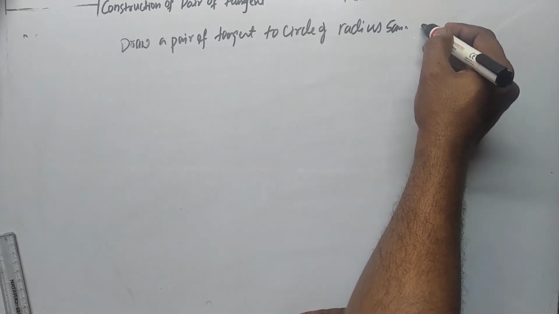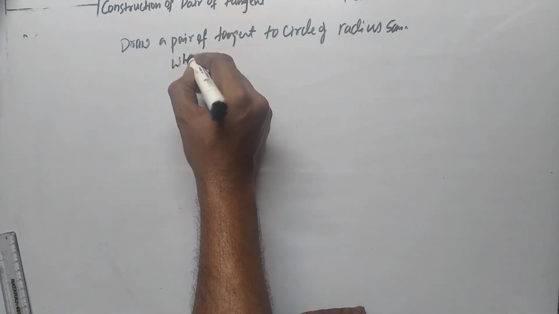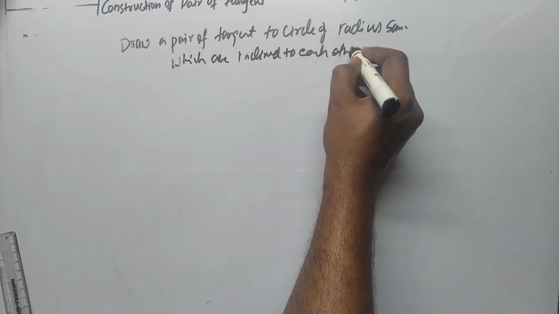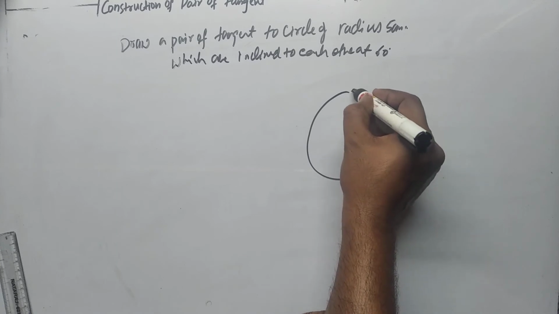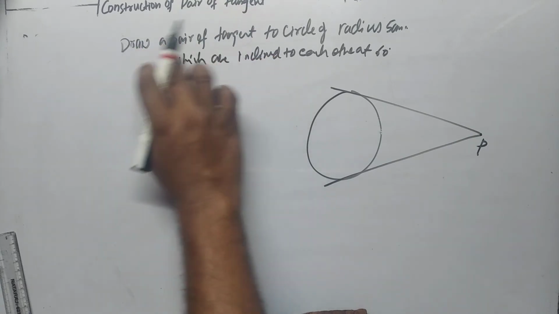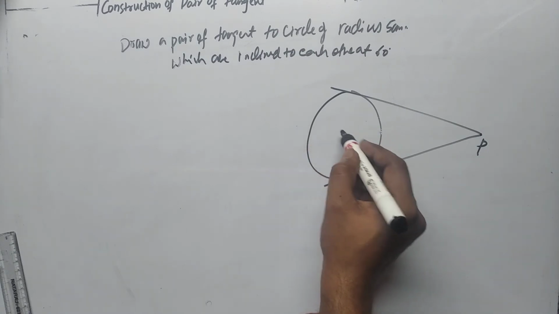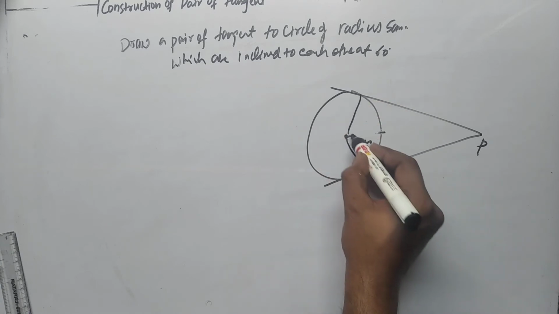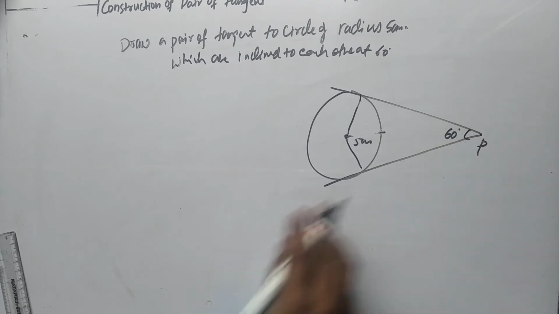Okay, so he is saying that the tangents are inclined to each other at 60 degrees. So we have a circle and a pair of tangents to the circle. Draw a pair of tangents to the circle of radius 5 centimeter. Okay, the circle whose radius is 5 centimeter, and we have a pair of tangents which are inclined at a 60 degrees angle. You have to draw this construction.